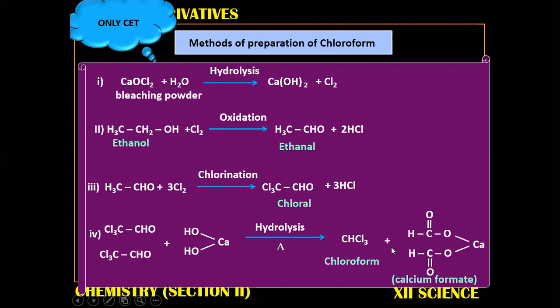Chloroform and calcium formate. Now 2 more names for chloral are trichloroacetaldehyde, or 2,2,2 trichloroethanal. Same way we have to do iodoform also. I'll change the slide.